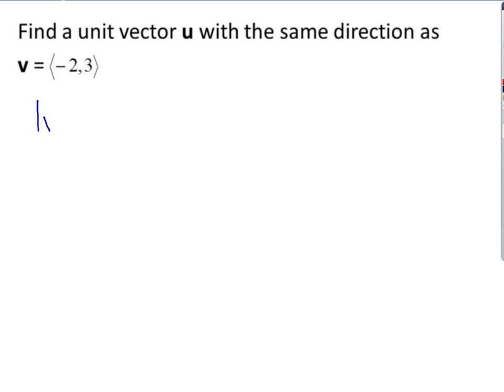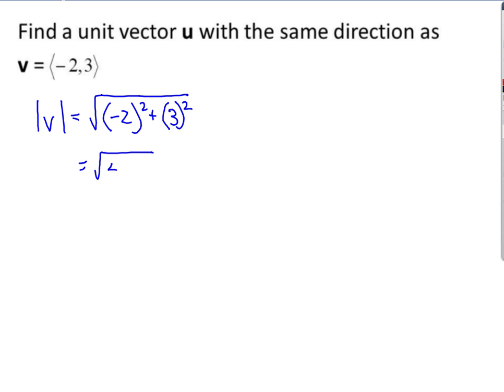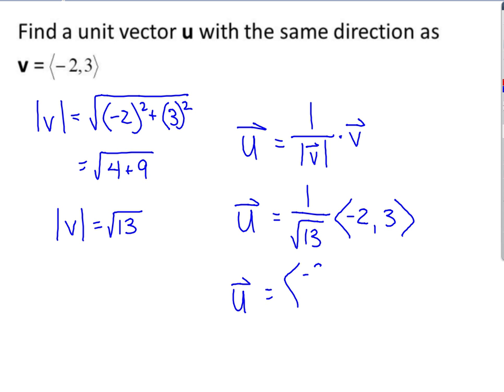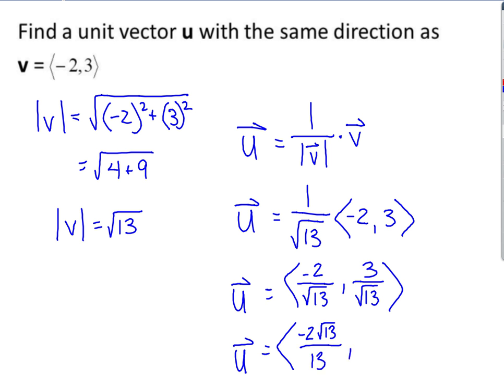So the first thing we need to do is find the magnitude of our vector. Remember, that's a squared plus b squared. Negative 2 squared is 4. 3 squared is 9. So the magnitude is radical 13. To find the unit vector, we just take 1 over the magnitude and then multiply it by the vector itself. This just means we're going to distribute that to each piece. So this is going to be negative 2 over radical 13 and 3 over radical 13. But if you remember with radicals, you are not allowed to leave the radical in the denominator. So we can move the radical to the top, leave the number in the bottom.